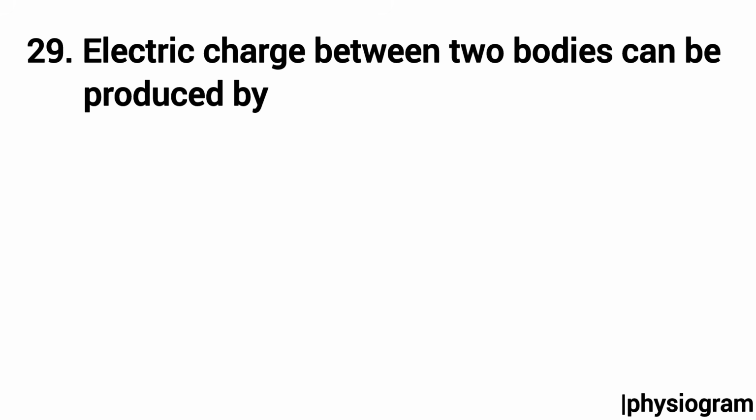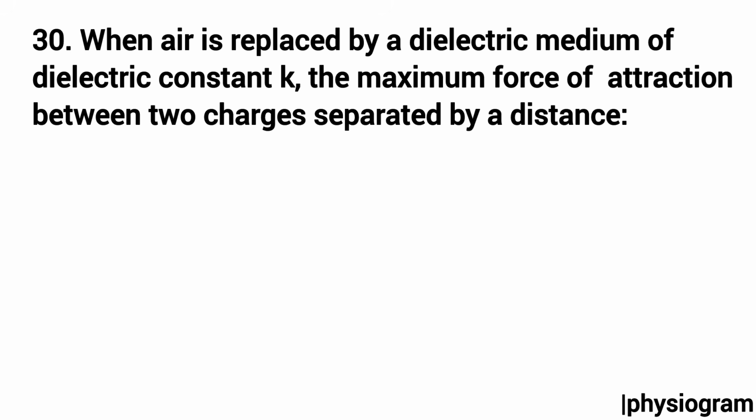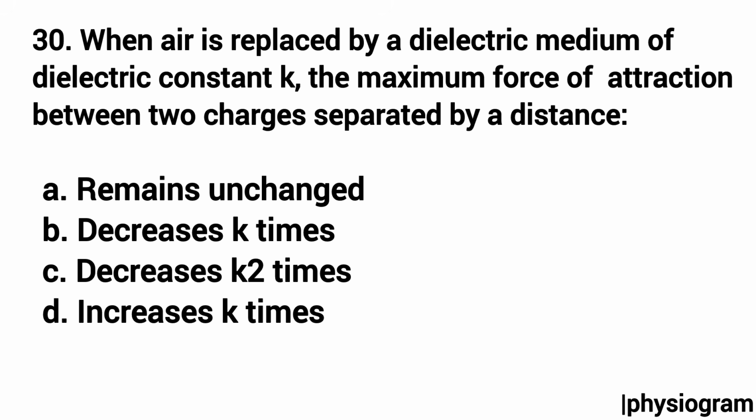Next, number 39: electric energy between two bodies can be produced by sticking, rubbing, passing AC current and de-oiling. So the answer will be option number B, that is rubbing. And the last question of the physics section is number 40, that is when air is replaced by a dielectric medium of dielectric constant K, the maximum force of attraction between two charges separated by distance, option A remains unchanged, B decreases K times, C decreases K square times and D increases K times.